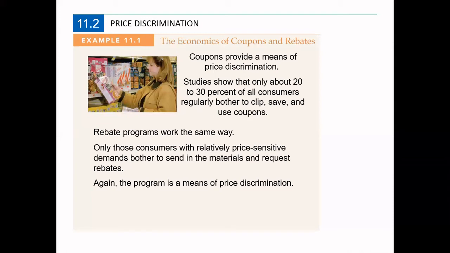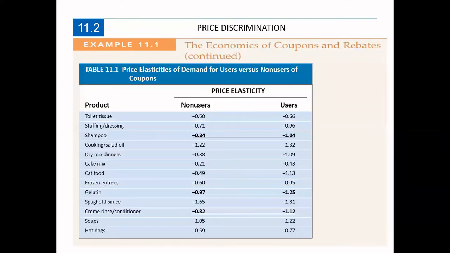The rebate program works the same. Rebate means I'm going to have a discount, and only those consumers who are relatively price sensitive use it. Relatively price sensitive means the product is elastic or inelastic? Price sensitive means it is elastic. Again, the program means price discrimination. If it is elastic, I divide people into different groups. So with cereal, when you have a coupon, this is a kind of price discrimination.